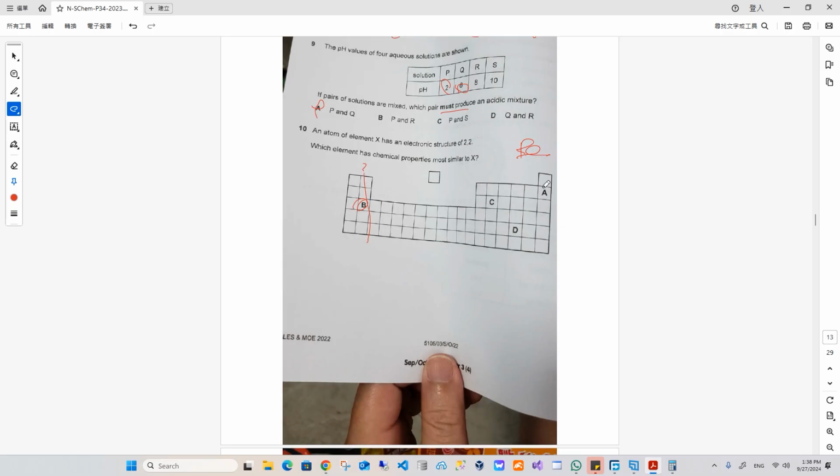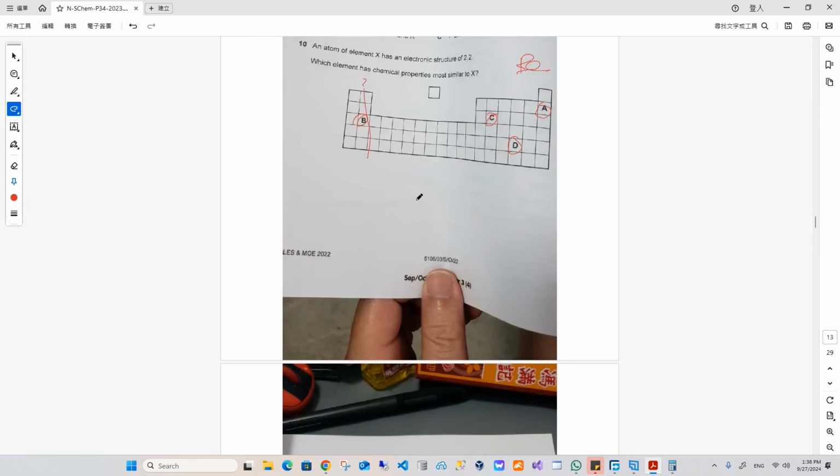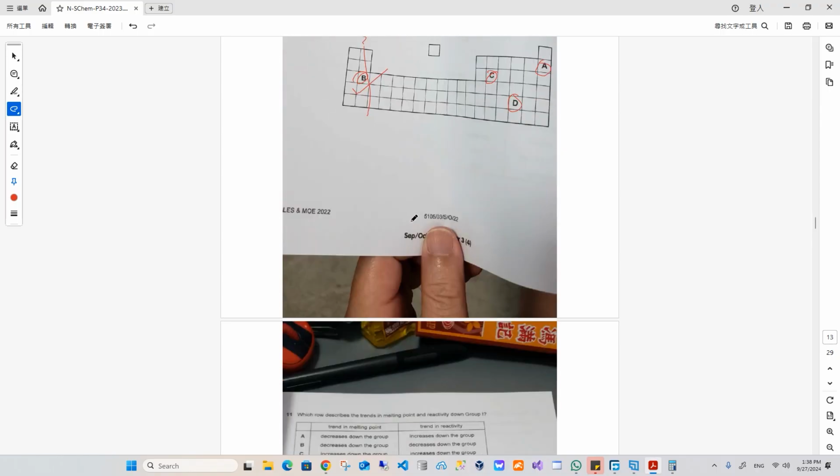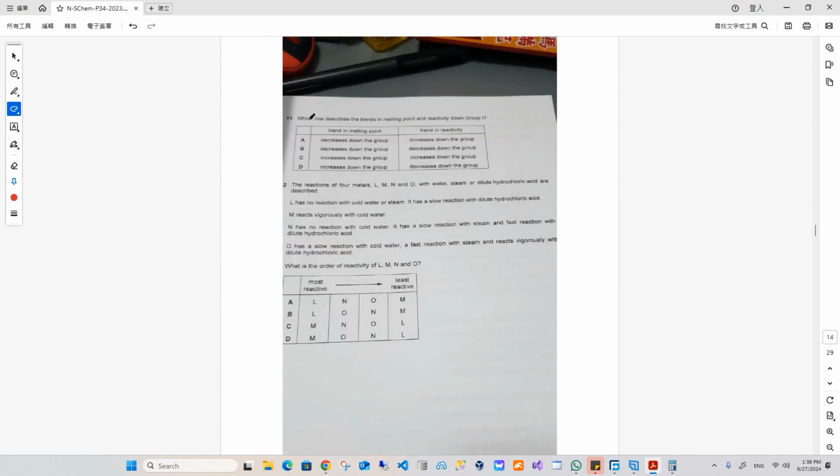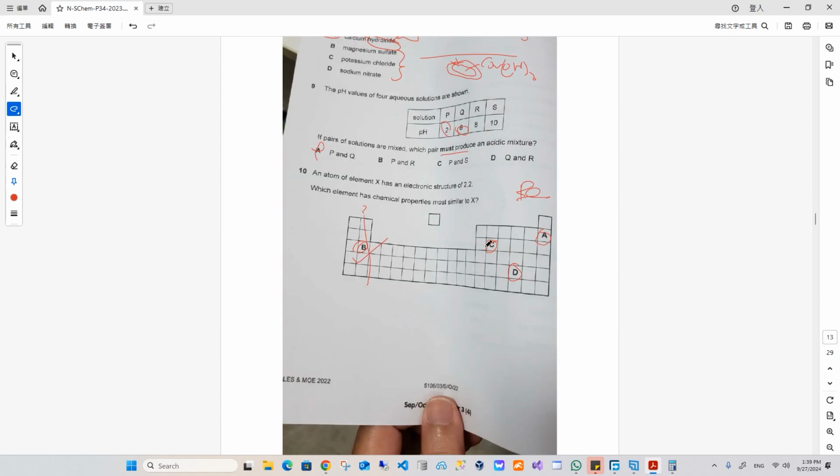Okay, this is a noble gas, this is group 6, this is group 4. Group 4, this guy is silicon. So B is the answer. Cross that, make sure.